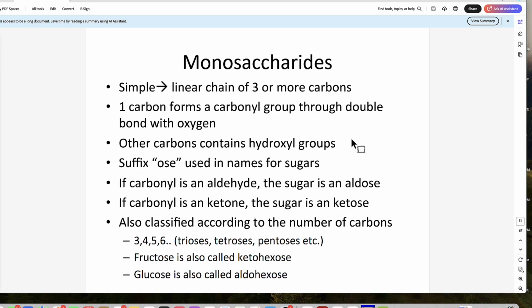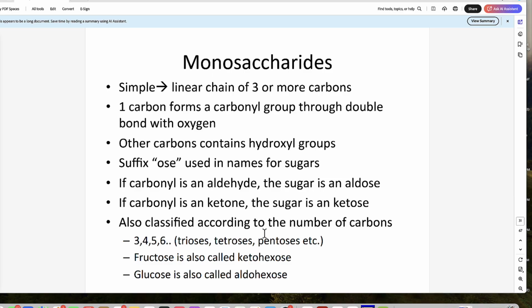As I said earlier, it's a very simple chain of 3 or more carbons. One carbon forms a carbonyl group with a double bond with oxygen. The other carbons are going to contain a hydroxyl group, as I previously said, and attached to it will be the suffix OSE. Now, I gave the examples already of ketose and aldose.